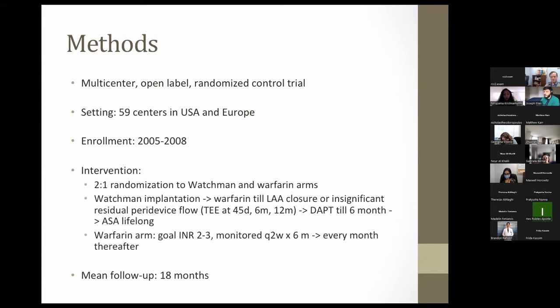In the warfarin arm, all the patients were started on warfarin with a goal INR of 2 to 3. And this was monitored every 2 weeks for 6 months and then every month subsequently. The mean follow-up time was 18 months.